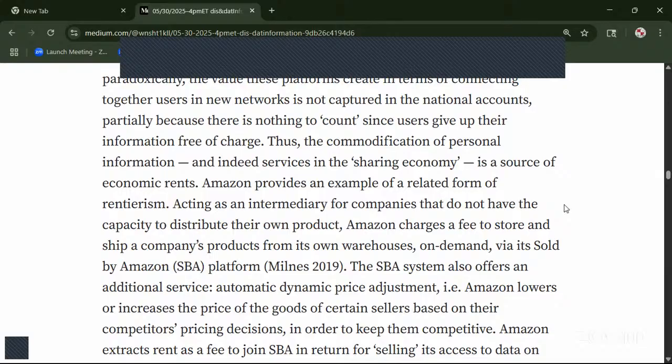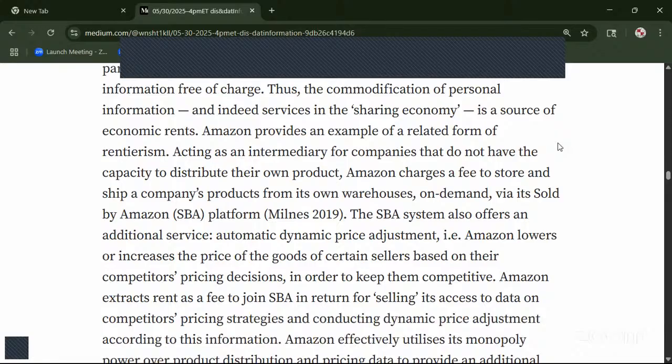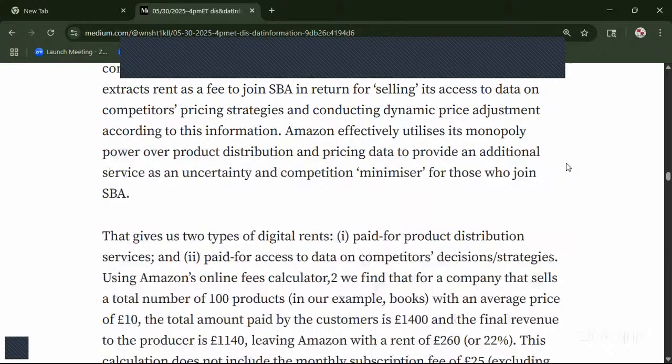Amazon charges a fee to store and ship a company's products from its own warehouses on demand via its Sold by Amazon, SBA platform. The SBA system also offers an additional service, automatic dynamic price adjustment, i.e., Amazon lowers or increases the price of the goods of certain sellers based on their competitors' pricing decisions in order to keep them competitive. Amazon extracts rent as a fee to join SBA, Sold by Amazon, in return for selling its access to data on competitors' pricing strategies and conducting dynamic price adjustment according to this information. Amazon effectively utilizes monopoly power over product distribution and pricing data to provide an additional service as an uncertainty and competition minimizer for those who join Sold by Amazon.